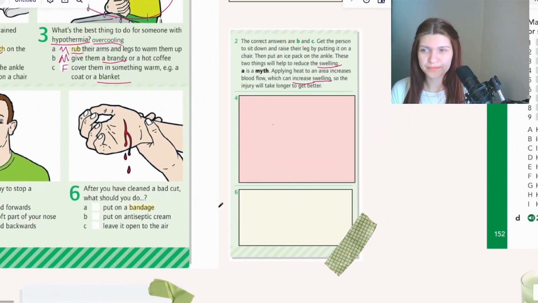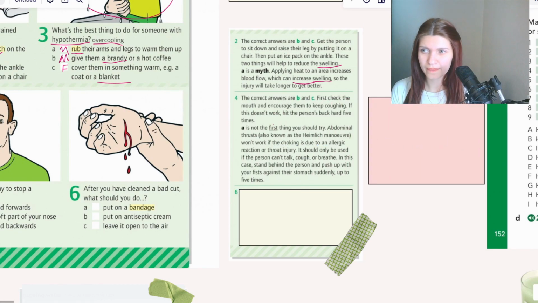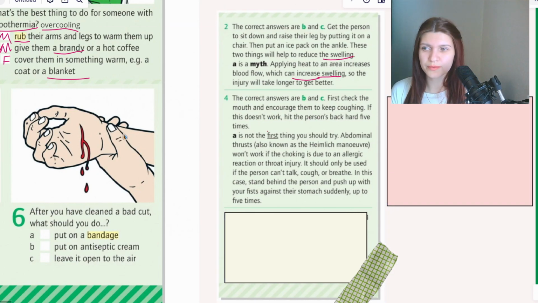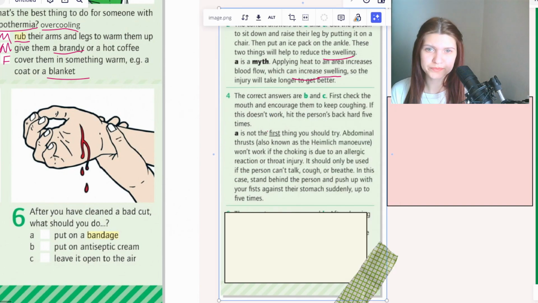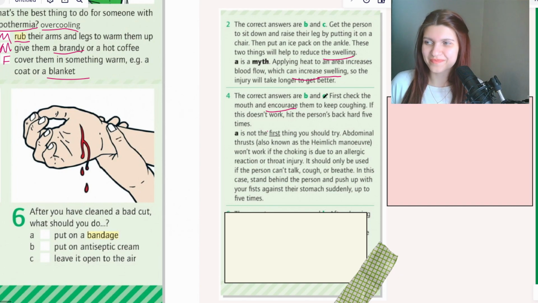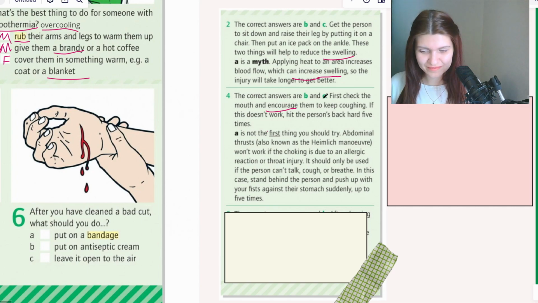Number 4. The correct answers are B and C. First, check the mouth and encourage them to keep coughing. Encourage means to let them keep coughing. I don't know how to say it. Воодушевлять, то есть поощрять. And I can't remember even in Russian the correct explanation. Okay.